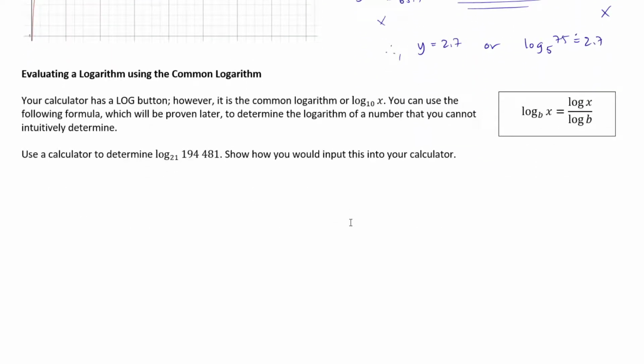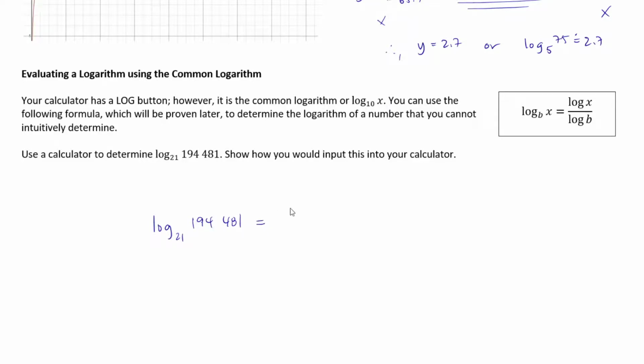Okay, your calculator has a log button. However, it's the common logarithm, so it's like logarithm base 10. You can use the following formula, which will be proven later, to determine the logarithm of a number you cannot intuitively determine. So for example, you can use your calculator to determine this. Log 194,481 base 21.